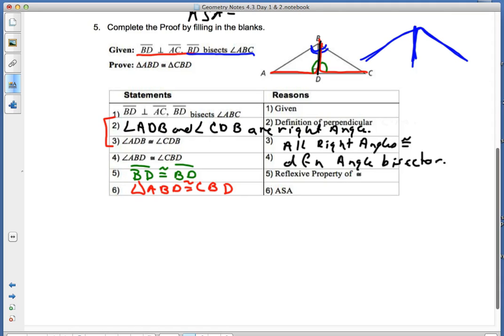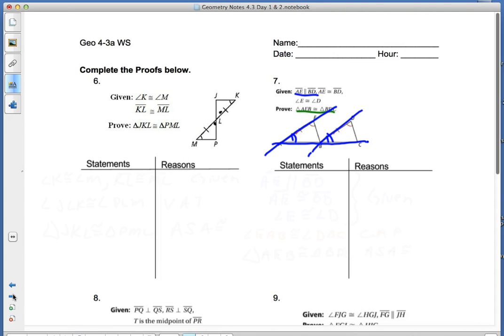Okay, moving on to the next ones. Notice that as I read my givens, I go right to my diagram to mark it up and learn more than the given statements tell me. In this one, I know that angle JLK and angle PLM are congruent because I have that bow tie configuration. When I have that bow tie look, I'm talking about vertical angles.